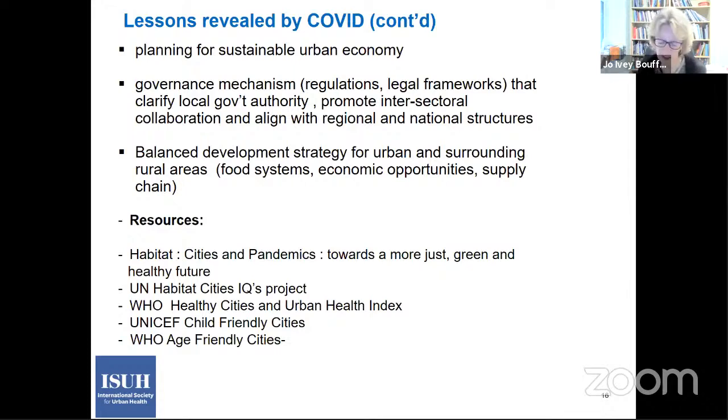A lot of discussion on governance mechanisms, and UN Habitat is working. They have a governance unit, which is brand new for them, really looking at regulations and legal frameworks that encourage clarification of local government authority, which varies from country to country. In some countries, local governments have very little authority. Everything is centralized. In others, they have considerable authority. And the idea is, where's the balance? Especially in a pandemic, there's a tendency to centralize, which may be important for mobilizing resources, but the roles of central, regional, and local governments need to be clear.